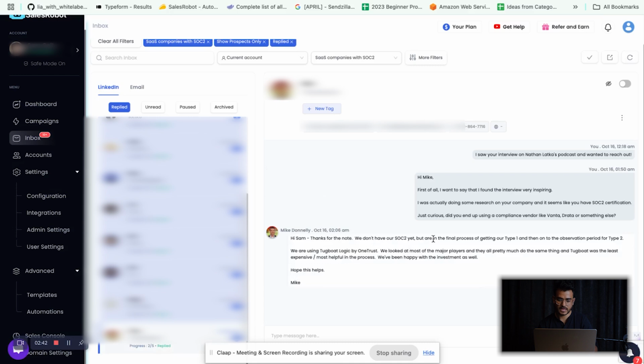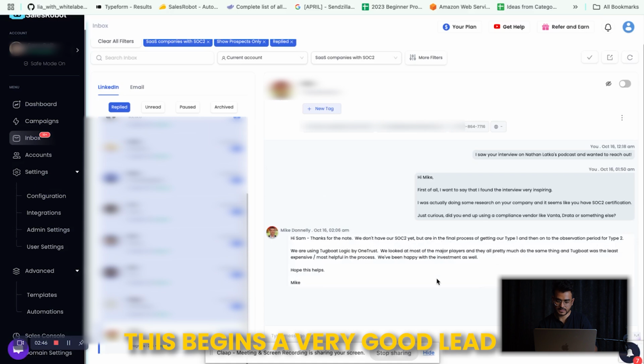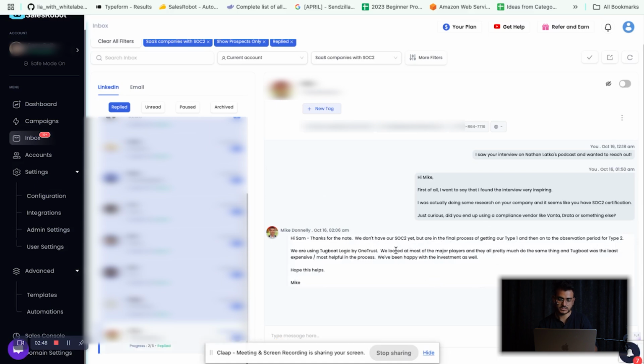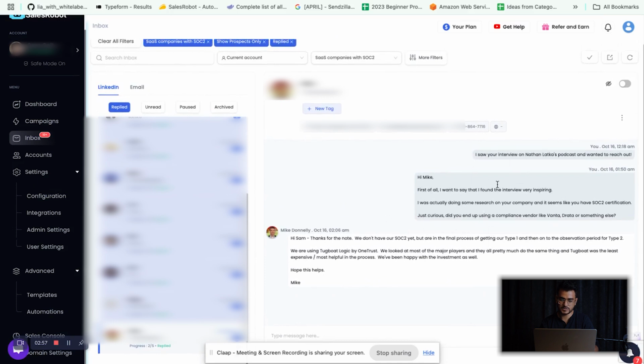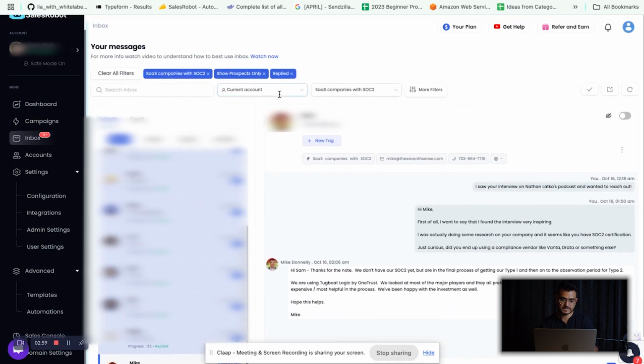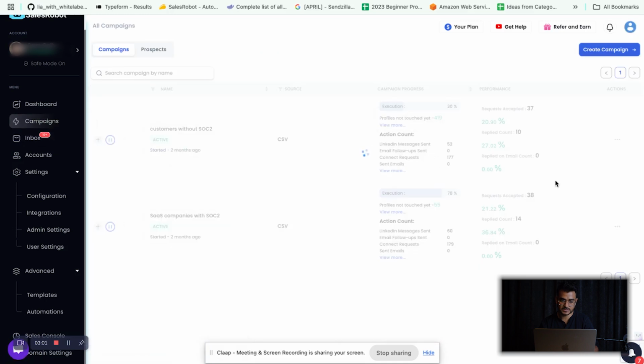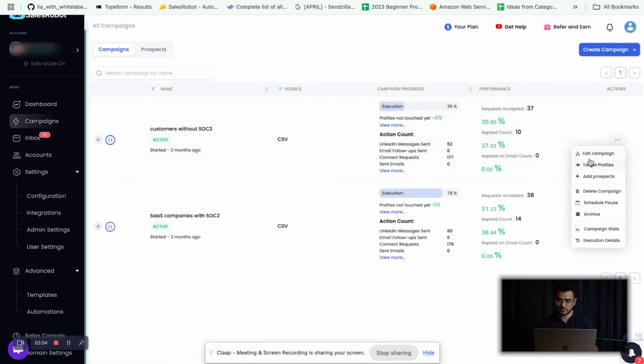Thanks for the note. We don't have our SOC 2 yet, but we're in the final process of getting our Type 1. So again, this begins a very good lead. We're using Tugboat Logic by OneTrust. We've looked at most of the players. We're happy with our investment. So happy lead, but again, the only reason he replied is because we said something which is highly personalized. Now let's look at the other campaign, customers that don't have SOC 2, and see what works for them.